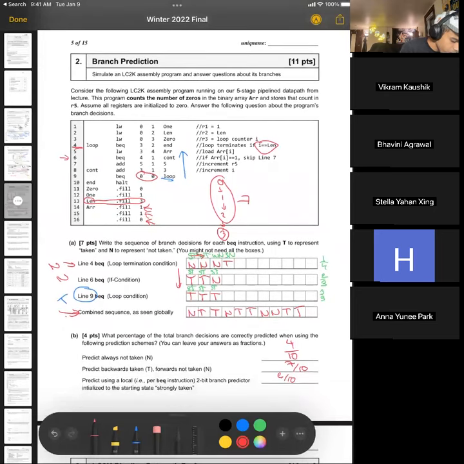Okay, that's the entirety of question 2. This is not intended to be a question that takes a ton of time, just evaluates your understanding of different predictor configurations and instruction access patterns. Any questions?